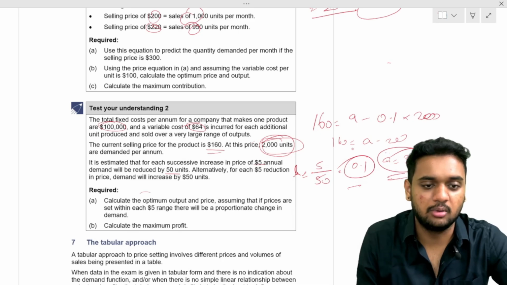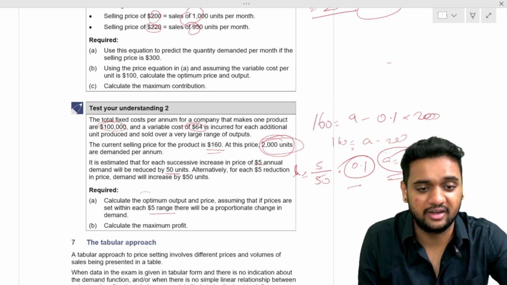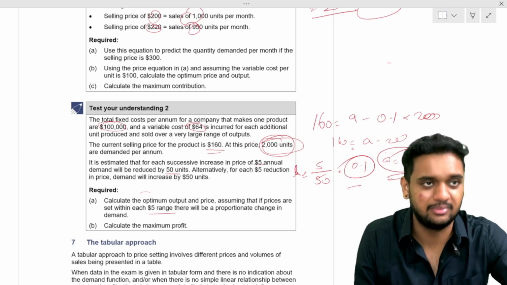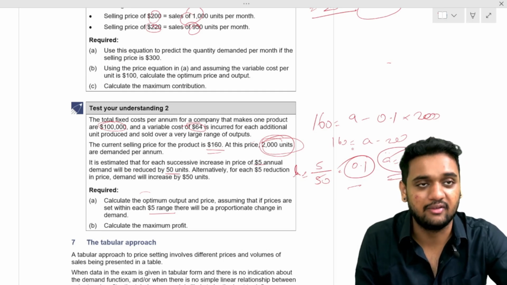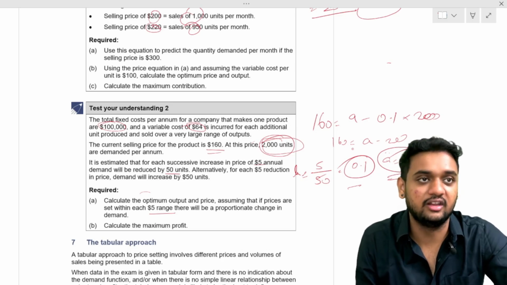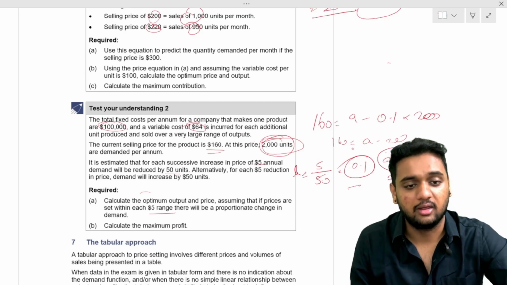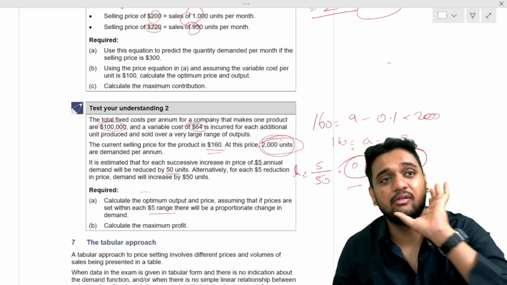Now, what is the first part they are asking? Directly they are asking the optimum price and optimum quantity. If the prices are set within the range of $5, there will be a proportional change in demand. Same thing they've given: if prices are increased or decreased in the range of $5, there will be a proportional change in demand. Now tell me, optimum price and optimum quantity, how will you find them?